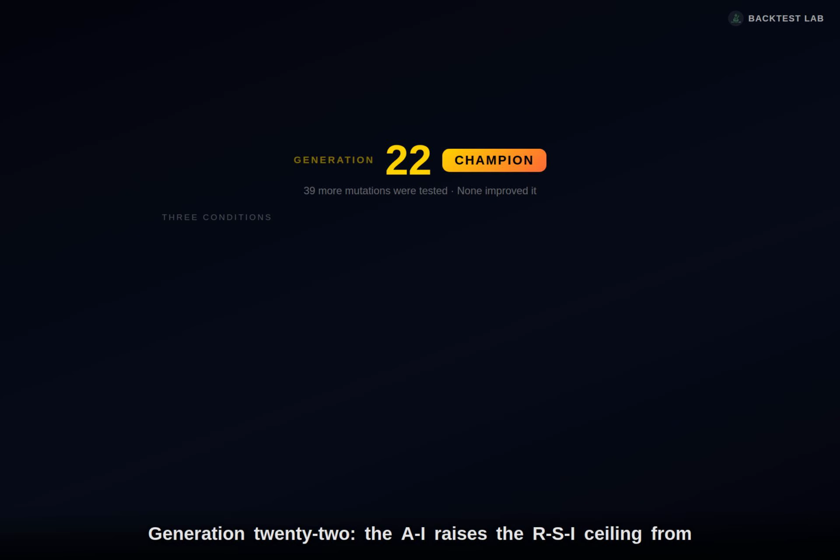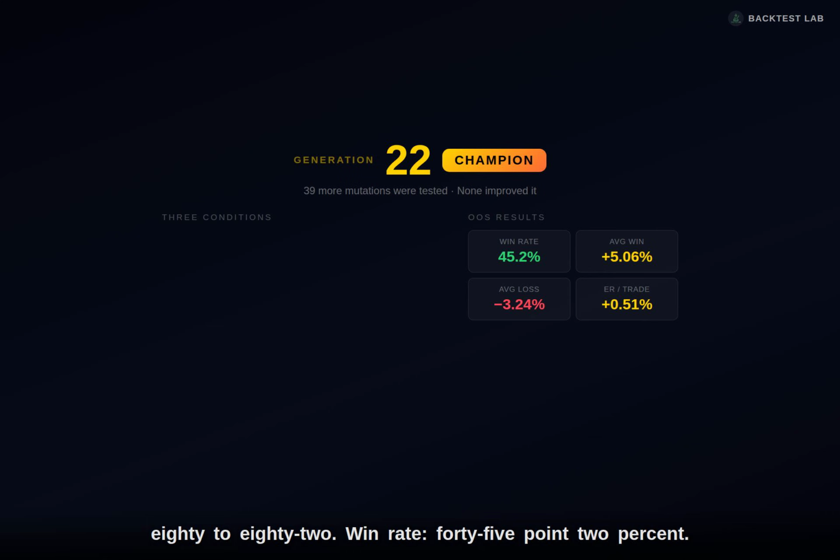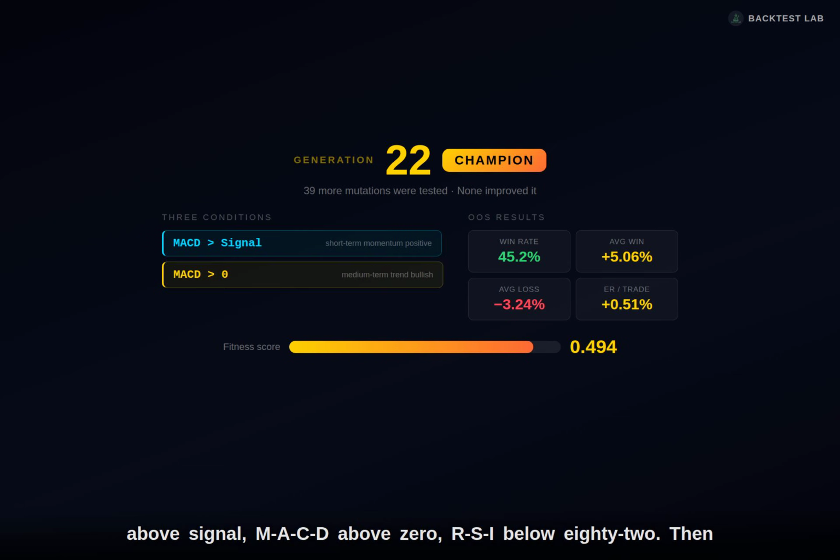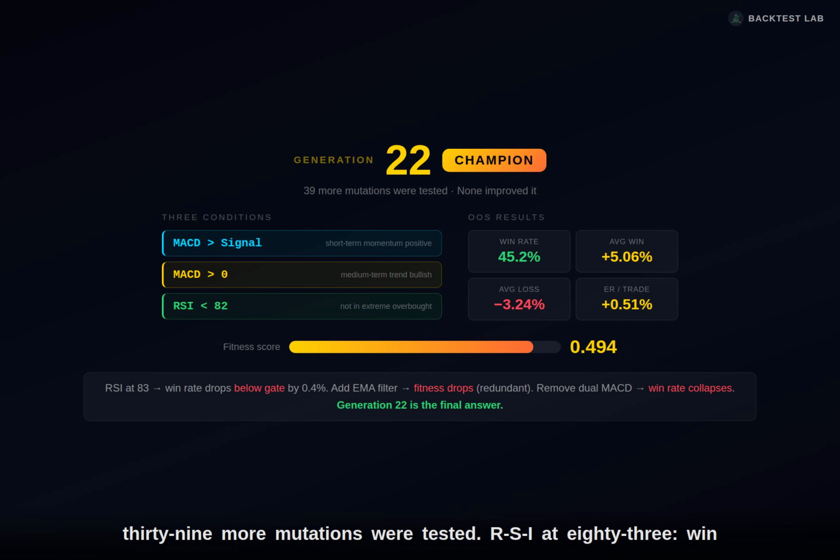Generation 22. The AI raises the RSI ceiling from 80 to 82. Win rate, 45.2%. Fitness, 0.494. 3 conditions: MACD above signal, MACD above 0, RSI below 82. Then 39 more mutations were tested. RSI at 83, win rate drops 0.4 below the gate. Drop dual MACD, win rate collapses. Add EMA filters, redundant, fitness drops. None of 39 mutation directions improved on Generation 22. This is the AI's final answer.